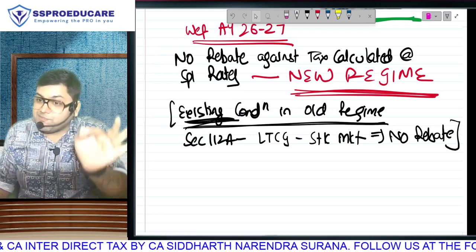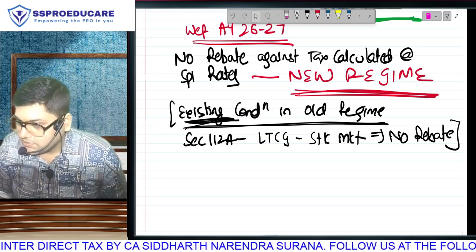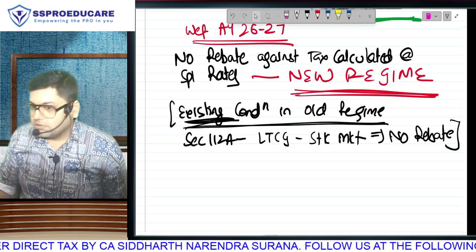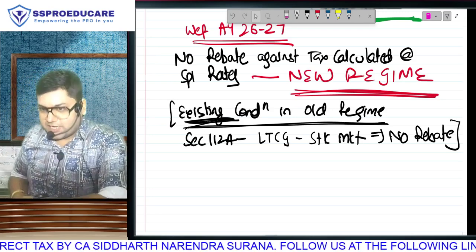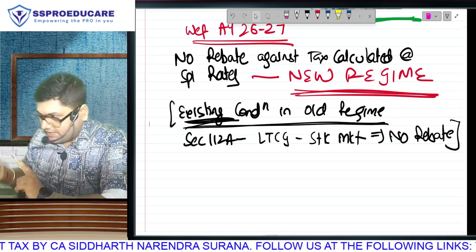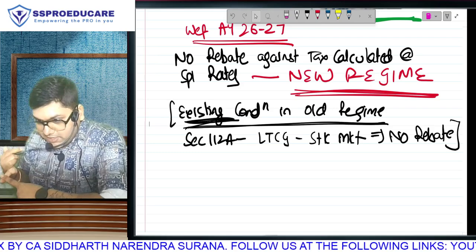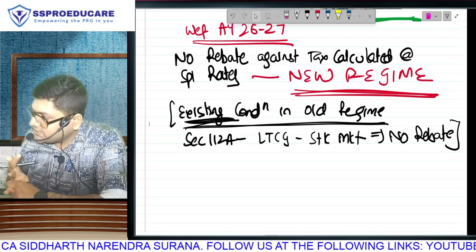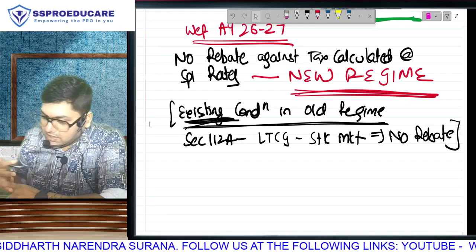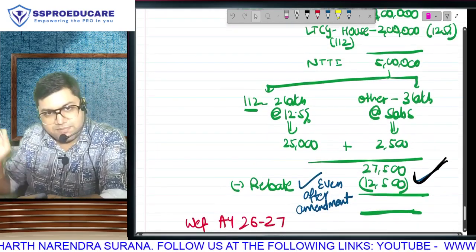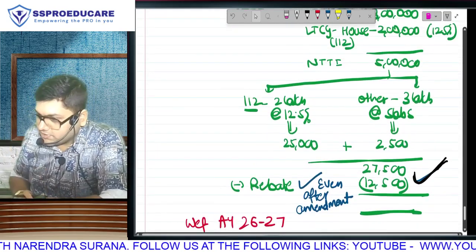But old regime mein, before the amendment also, there was a rule. What rule? 112A wala stock market pe there will be no rebate. So when I do stock market, at that time also I will discuss this again. And when I do new regime, I will discuss this. Is that clear? As of now, my explanation was supposed to be only for this.